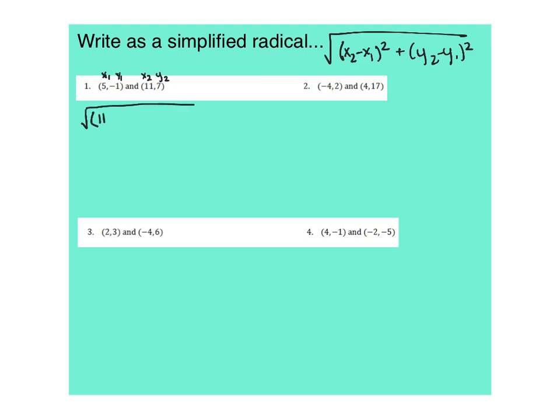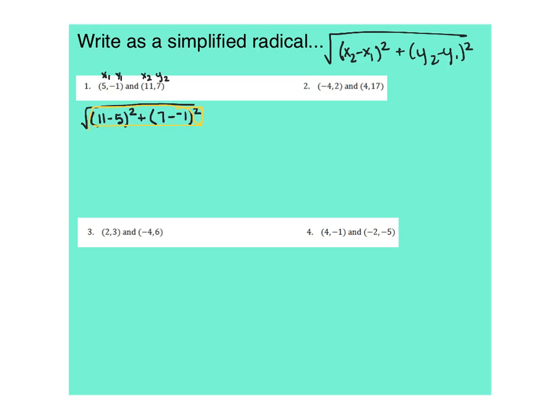So now we're just going to plug in what we know. x2 I said was 11 minus x1 I said was 5 squared plus y2 I said was 7 minus y1, which is a negative 1 squared. So here's what we're going to do. We're actually just going to plug in everything underneath. So this whole thing is what we're going to plug in, including that squared. You want to include that squared. So the square root's just going to stay the square root. We're going to plug in the numbers into our calculator.